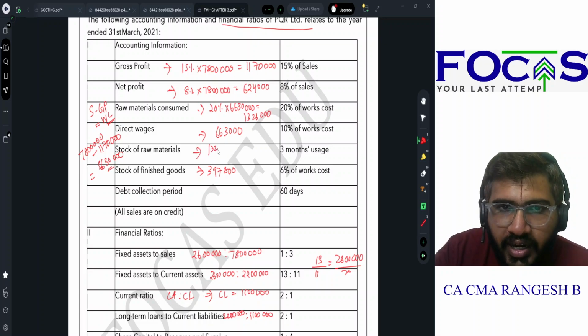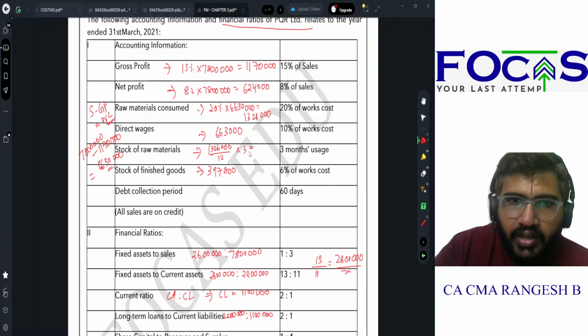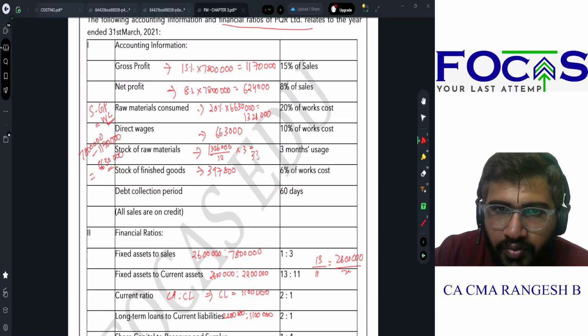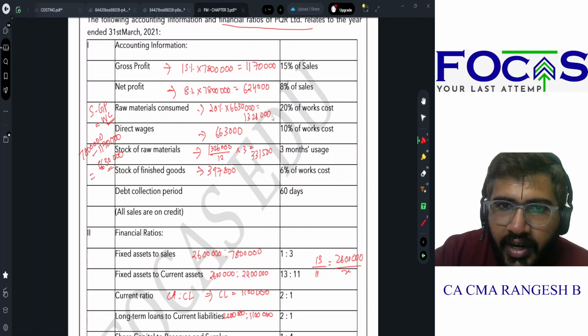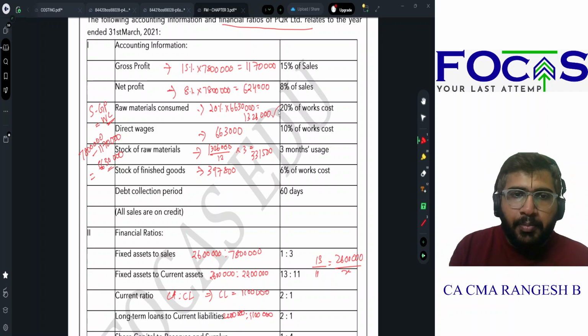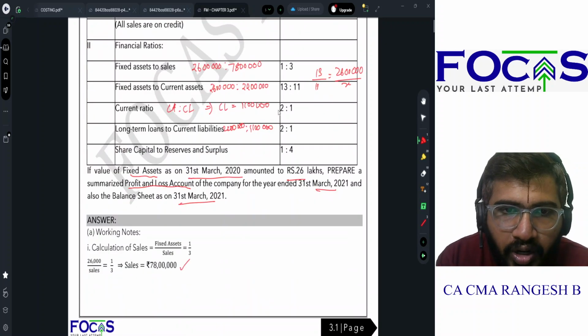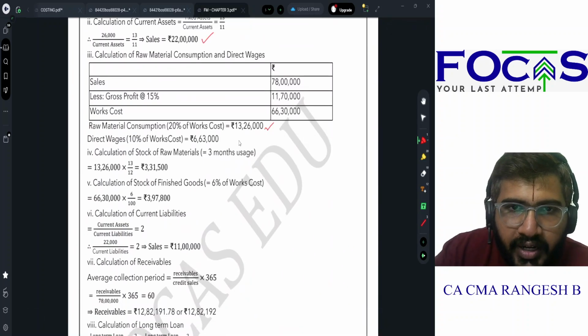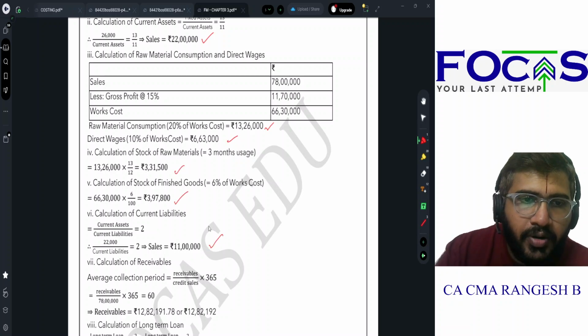So 13,26,000 is for 12 months. So divided by 12 into 3. So 13,26,000 divided by 12 into 3 gives you 3,31,500. Because I have used 13,26,000 in one year, I have calculated how much I will use in 3 months. So now I have all the numbers. Direct wages, correct, we have calculated all of this. Finished goods we have calculated, this we have calculated.